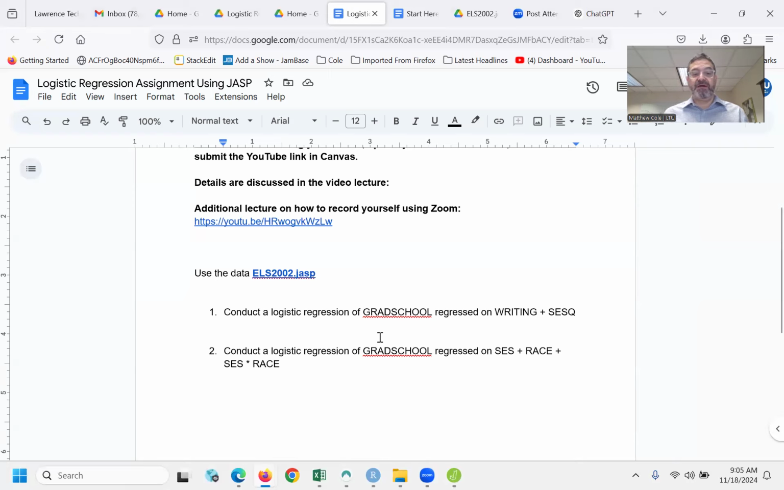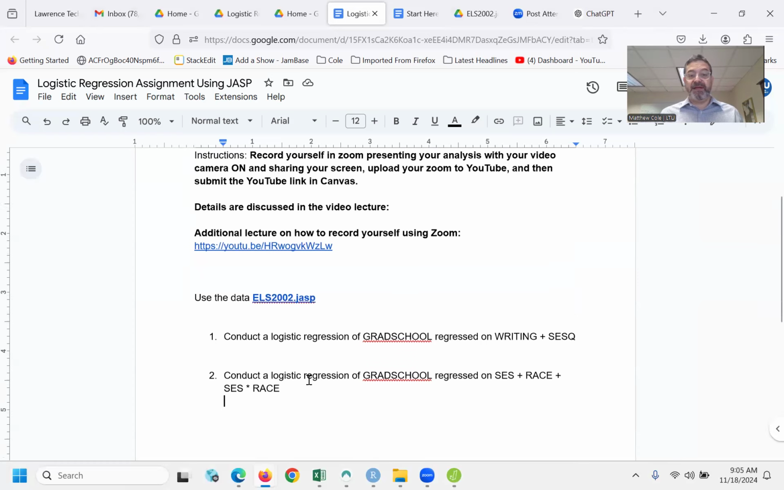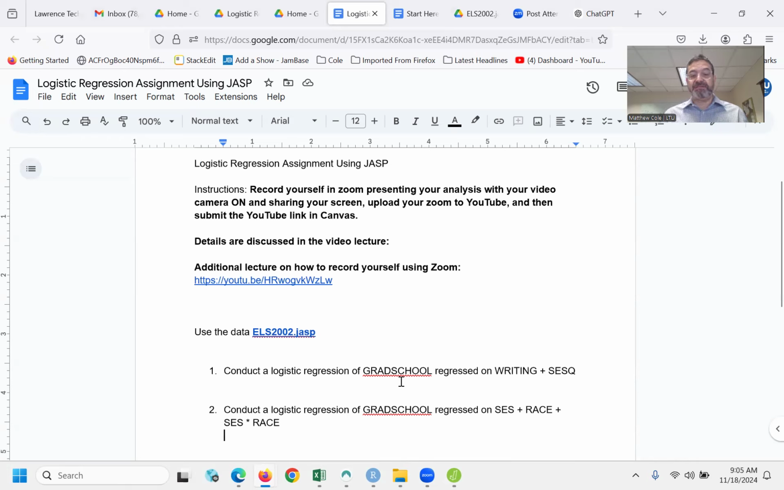And then for your second question, I want you to now do the continuous variable SES and the categorical variable race, but then do an SES times race interaction. It's going to be really interesting. Okay. So just like the last 2 lectures, do the analyses, share your screen, record yourself on Zoom, narrate the results, give an interpretation, give it your best shot.